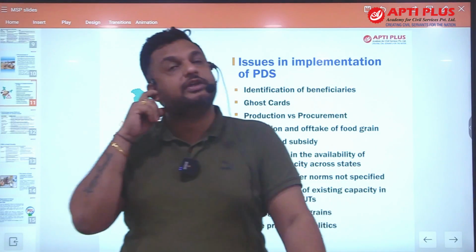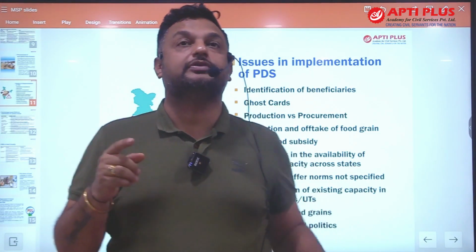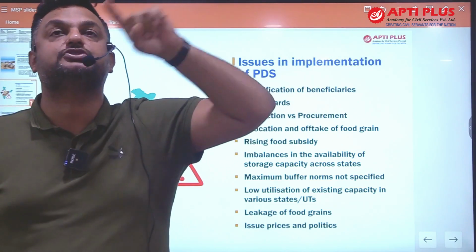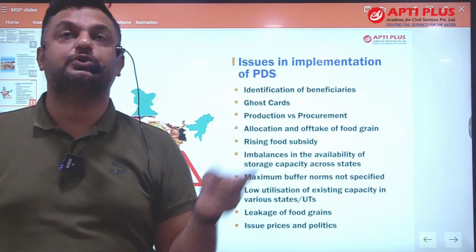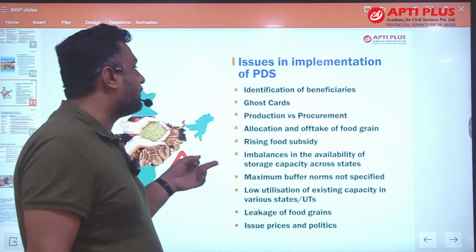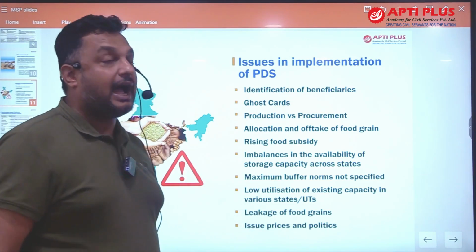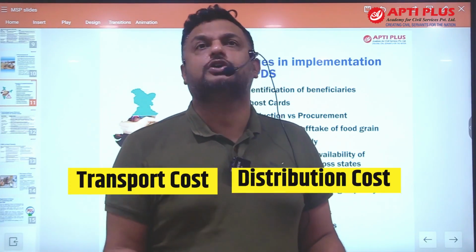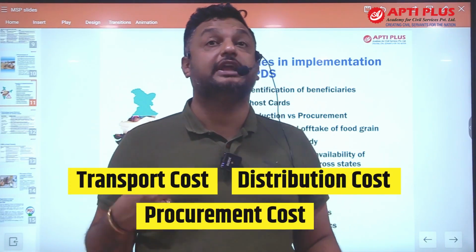But this allocation is creating a problem because procurement will be done in West Bengal, but it has to be delivered in Tamil Nadu. So transport cost and allocation are again creating a problem. And day by day, transport cost, distribution cost, and procurement cost are increasing.